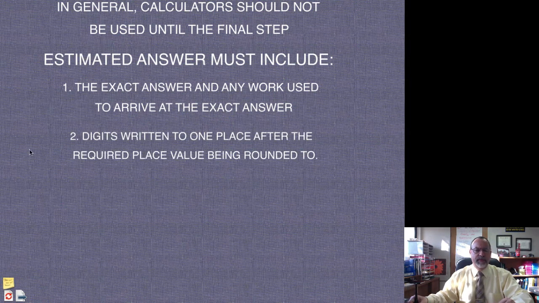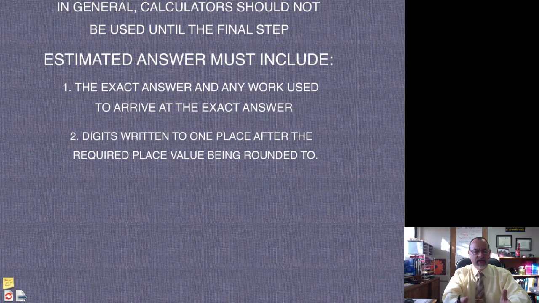The second thing to do, if we do have to round off, the way I want to round off is I want you to write down all the digits that you need in order to round off and no more. In other words, if I ask you to round off to the tenths place, the only place that you need written is the tenths place and then one past that.